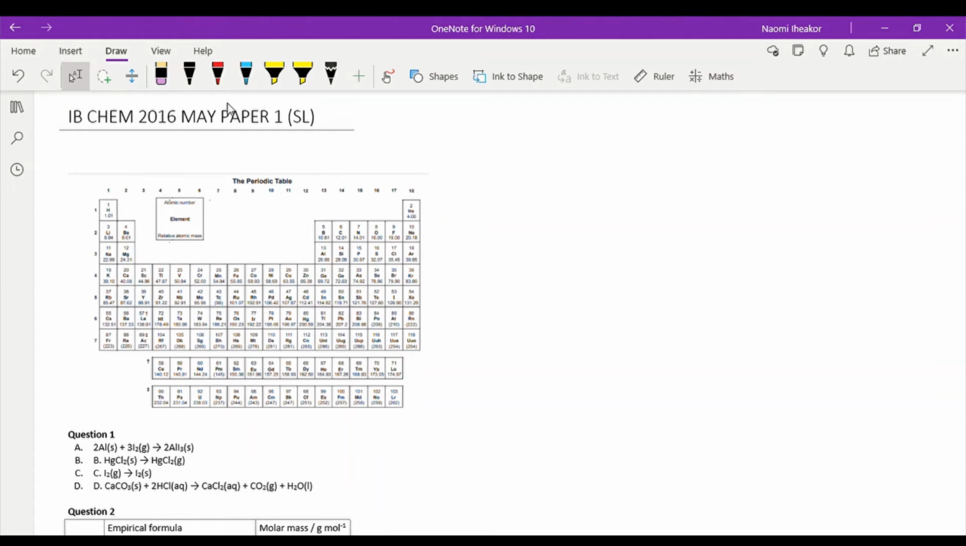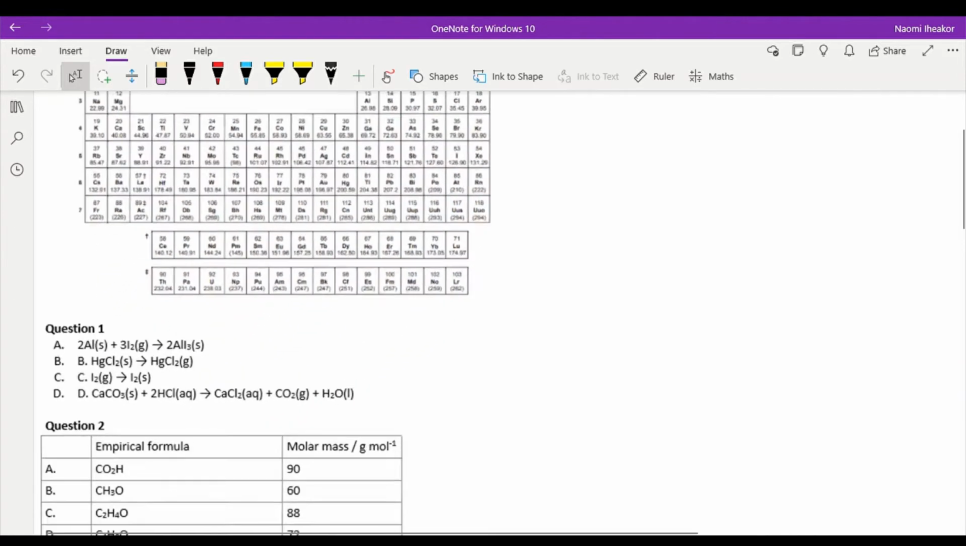Alright, so here are some worked solutions to the IB Chemistry 2016 May Paper 1 SL. This will be part 1, so we'll look at the first 10 questions. Alright, let's have a look at question 1.